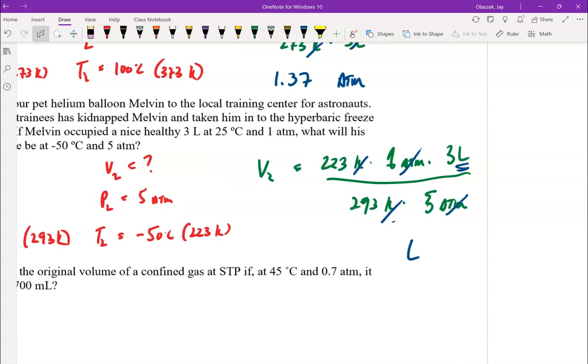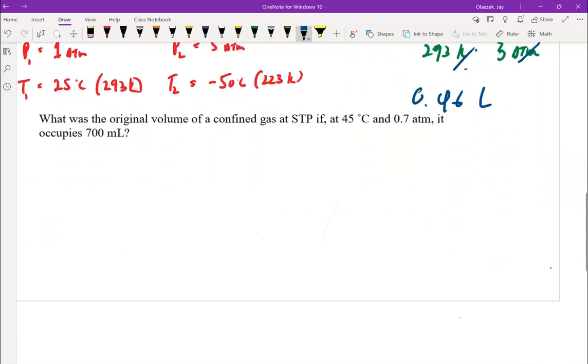That's what we want. So I'm in parentheses, I'm going to say on the top, 223 times 1 times 3 liters, in close parentheses, divided by, on the bottom, in parentheses, 293 times 5. We've already verified the equation works, and I get 0.46 liters. Okay? All right, last one.